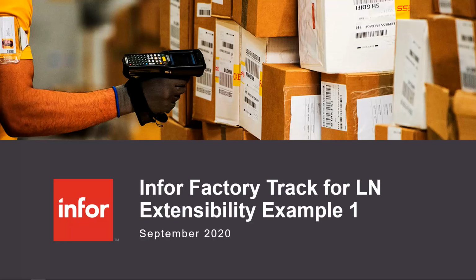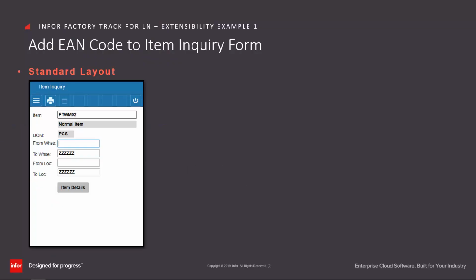In this example, we're going to be looking at how we can add existing information which LN is already sending back to Factory Track, but which is not currently being displayed on the screen. Later examples will cover the extraction of additional information from LN to be displayed on an Infor Factory Track screen. In this example, we are going to add the EAN code to display on the item inquiry form.